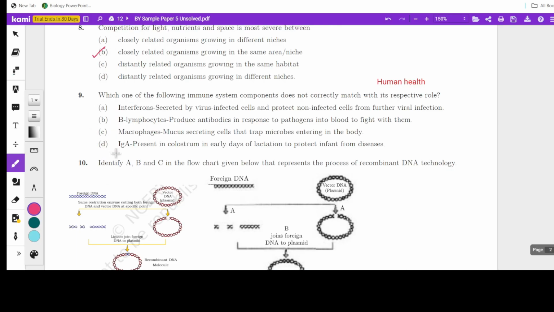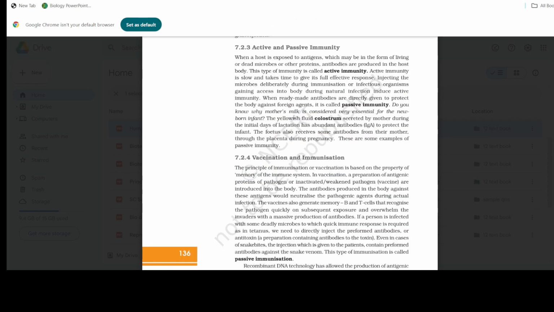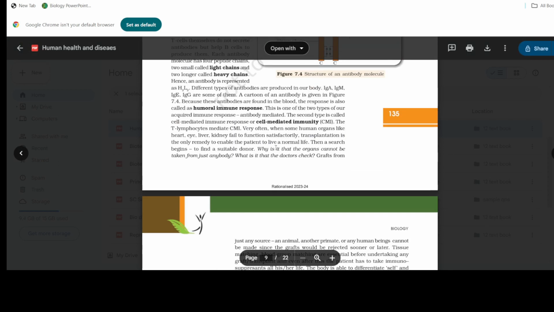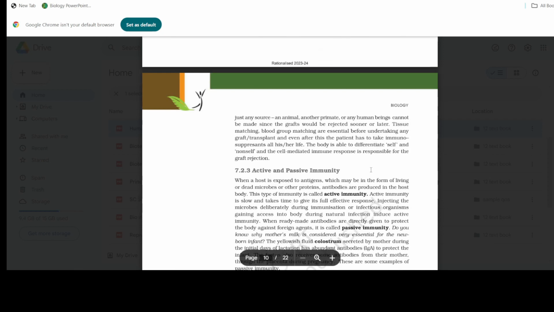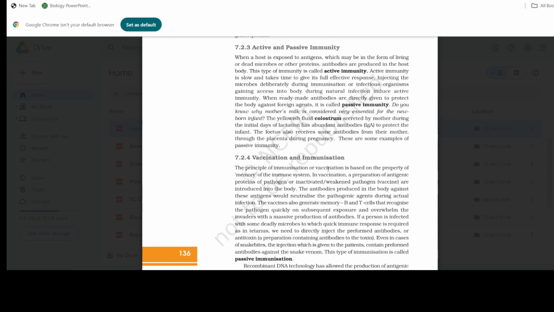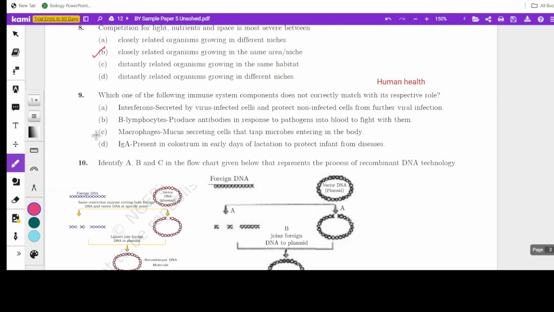And next one, let's see the next one too. IgA present in colostrum in early days of lactation to protect infant from diseases. You can see, the yellowish fluid colostrum secreted by mother during initial days of lactation has abundant antibodies, IgA. So what is the antibody found in colostrum? IgA. Yeah, you have the other antibodies too, which you are learning here: IgA, IgM, IgE and IgG. Among that, IgA is found in the colostrum, the first yellow fluid. Remember that. So which is the wrong statement? Yes, C is the wrong statement. Correct. Next question.